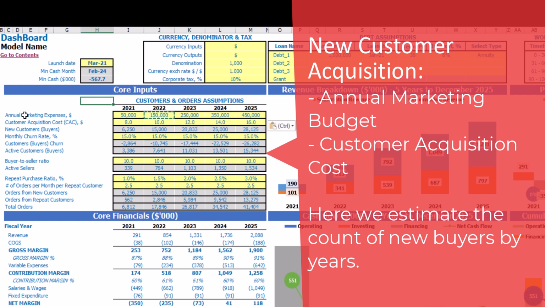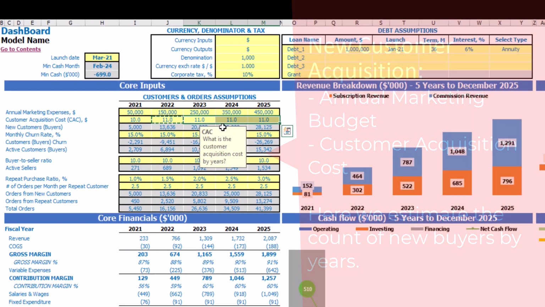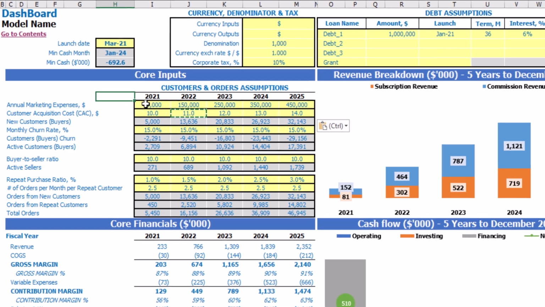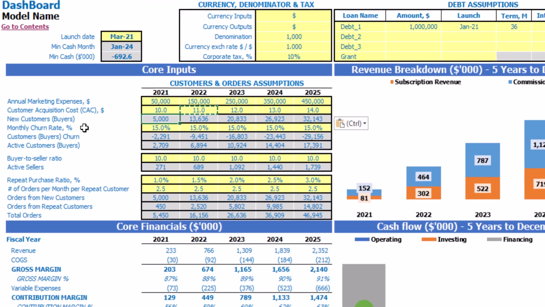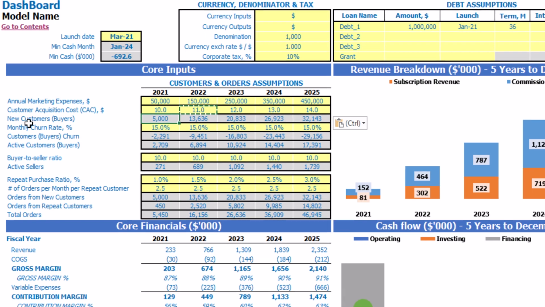Because using these marketing expenses and customer acquisition cost, we are generating new customers or buyers, which is the driver of the business. So after we set up these annual marketing expenses, we should set up the customer acquisition cost by years. It can be $10 per customer and additionally $1 each next year. Using these two drivers, you can calculate new customers or buyers in our marketplace. You may see them here in gray.